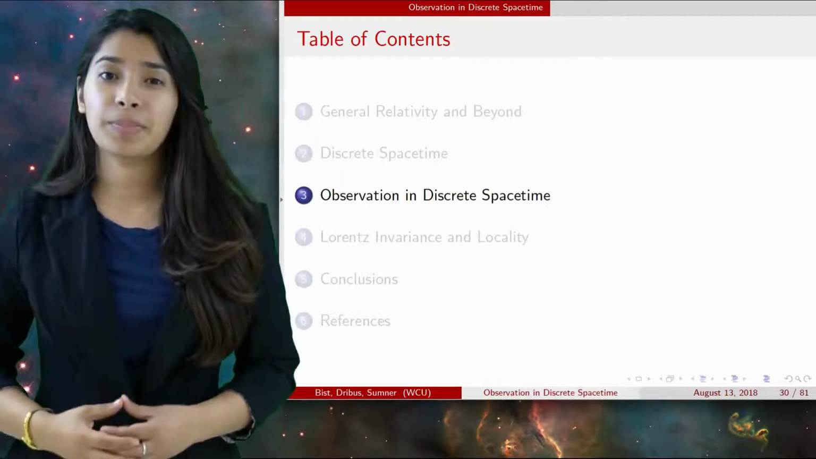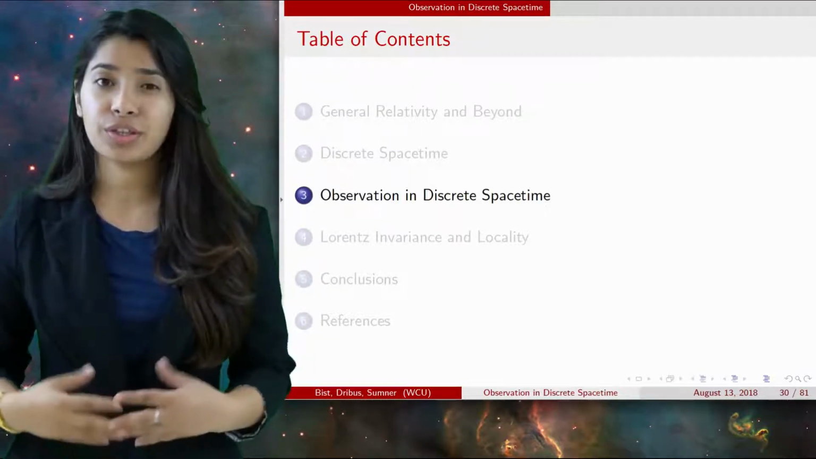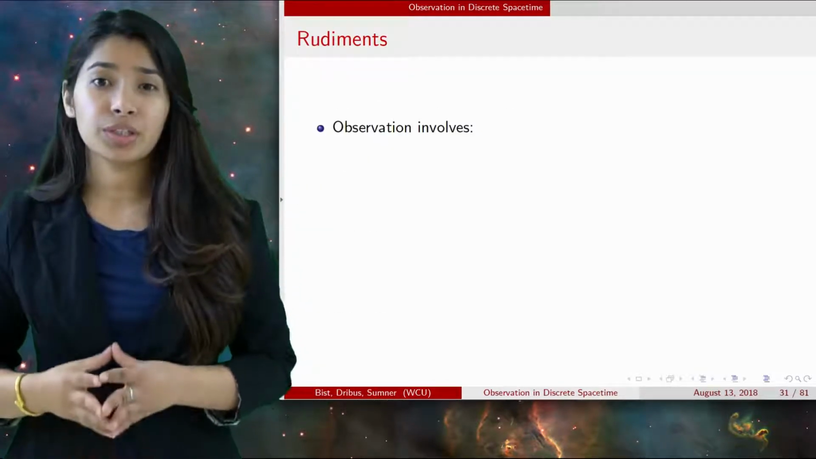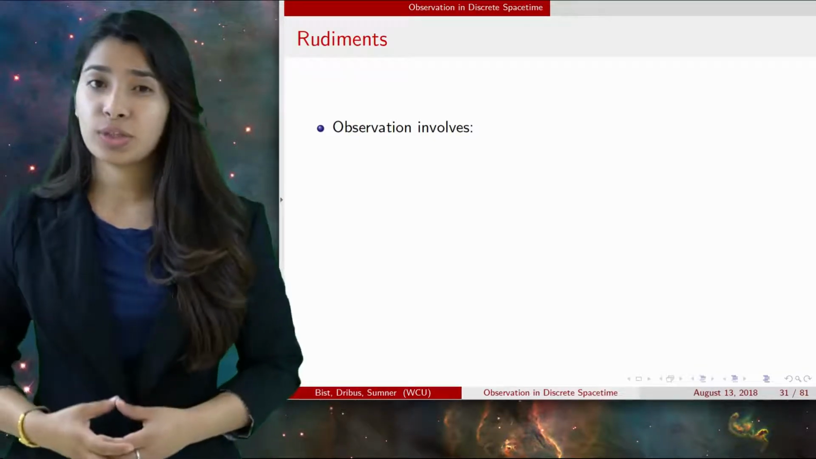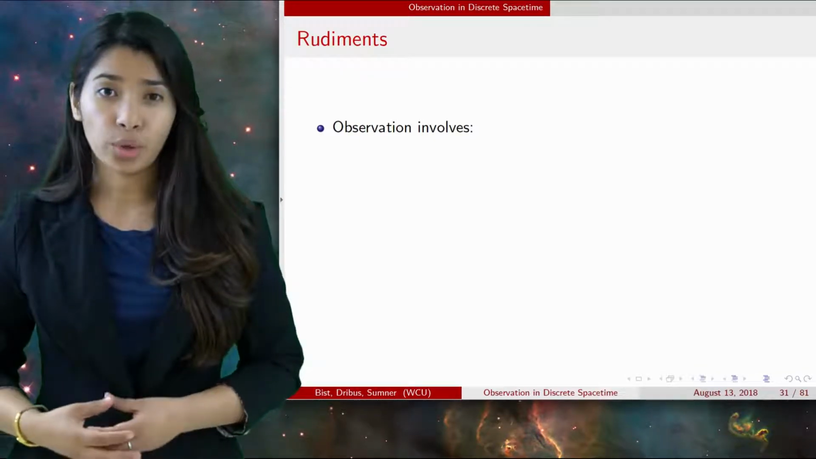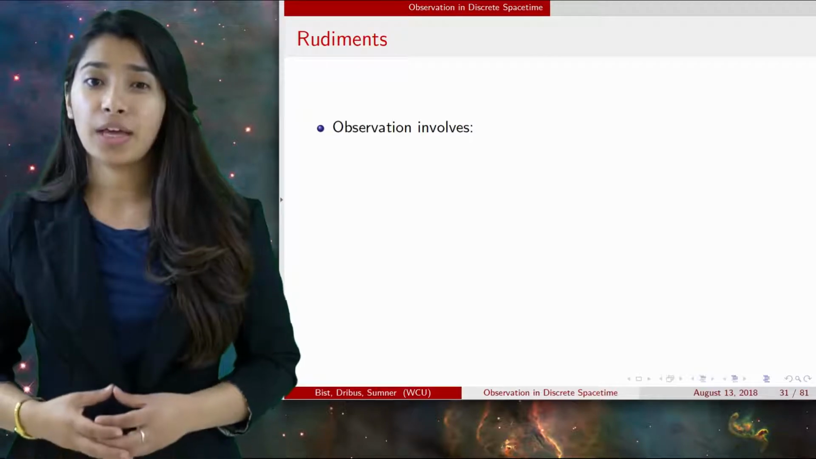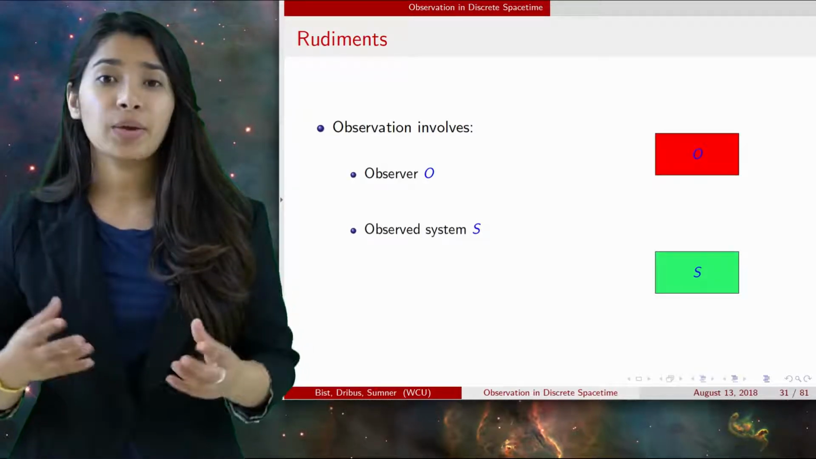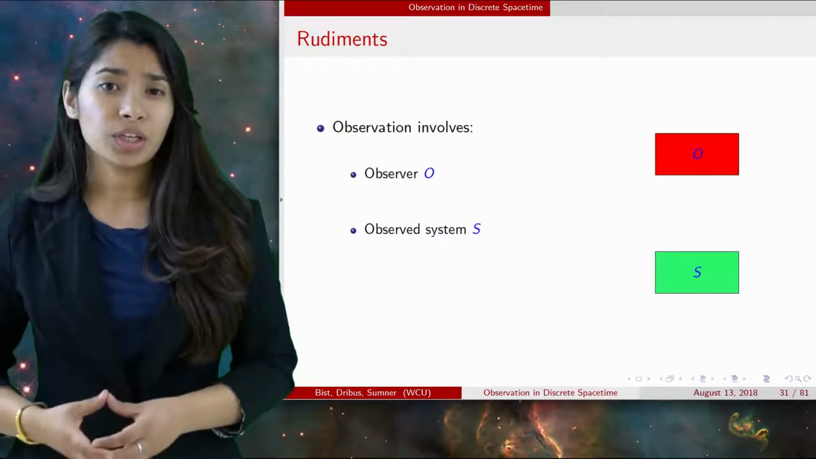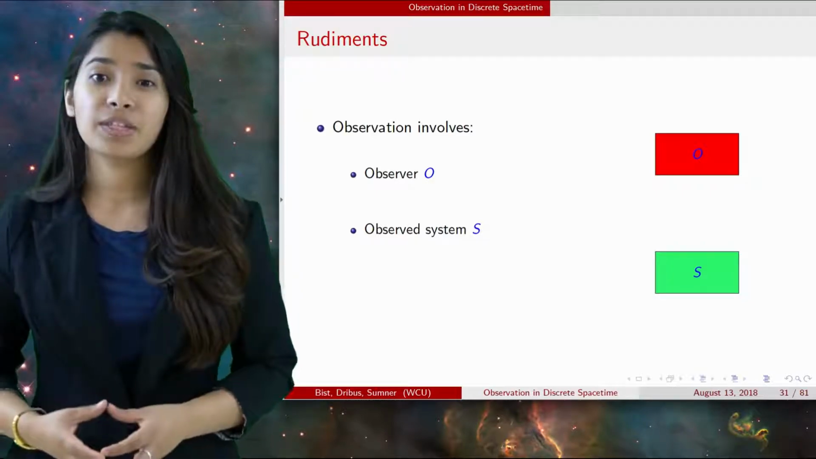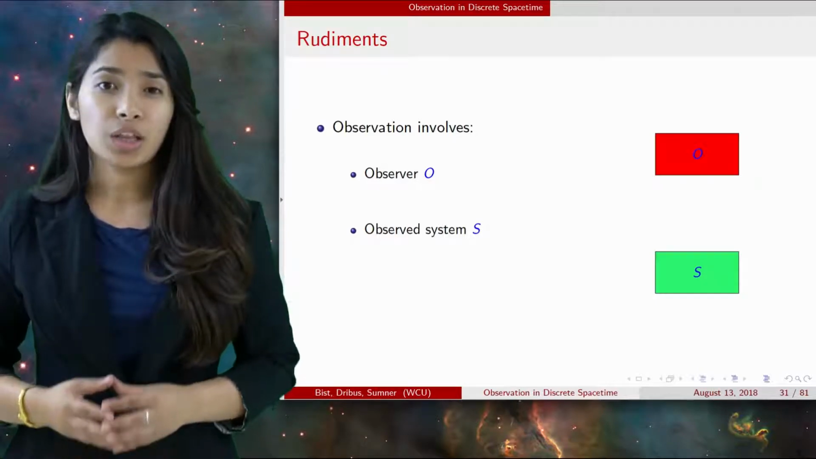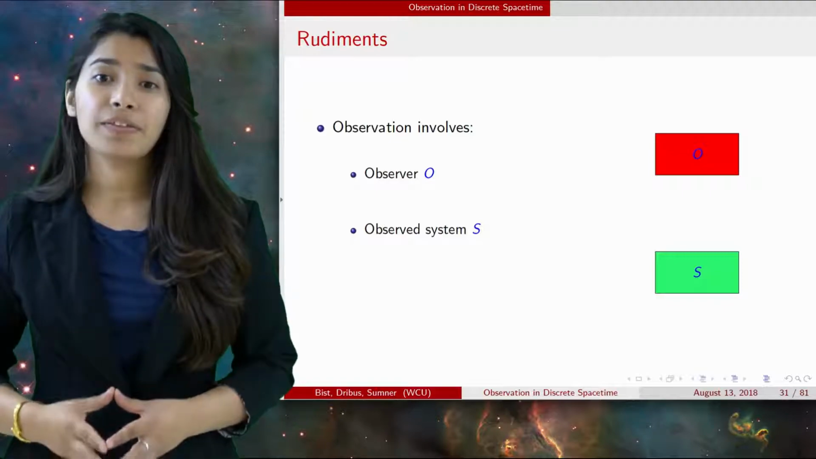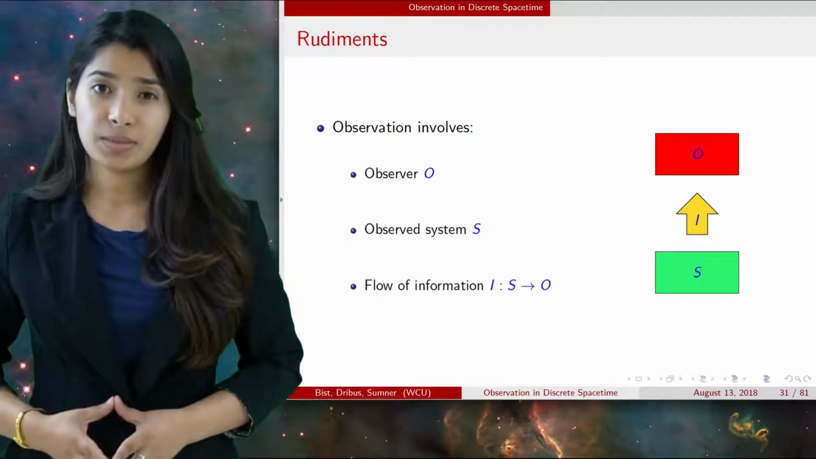Now we have enough background to begin discussing our main topic, which is the theory of observation in discrete space-time. We begin with a very simple and very general description of some basic ingredients that almost any conceivable theory of observation will incorporate. To begin with, we have an observer O of some sort, which we symbolize by the red box. Later, we'll clarify what assumption we are making about what constitutes an observer. Secondly, we have some object of observation, which we call the observed system S, and we symbolize this by the green box. Finally, we have the flow of information I between the observed system and the observer.